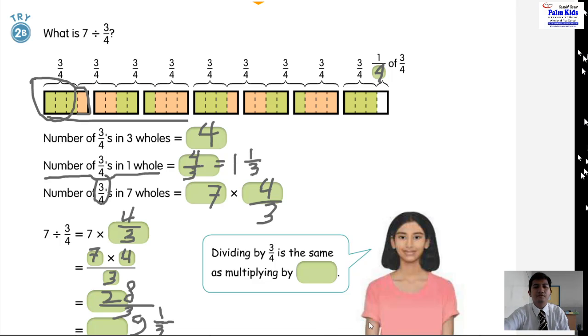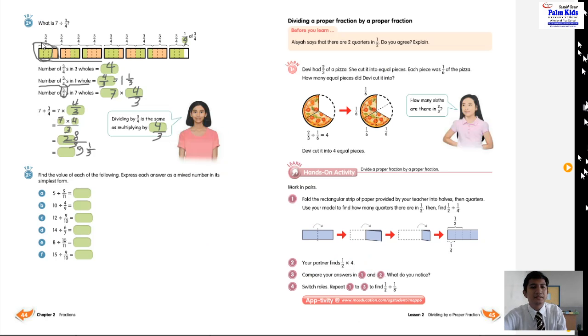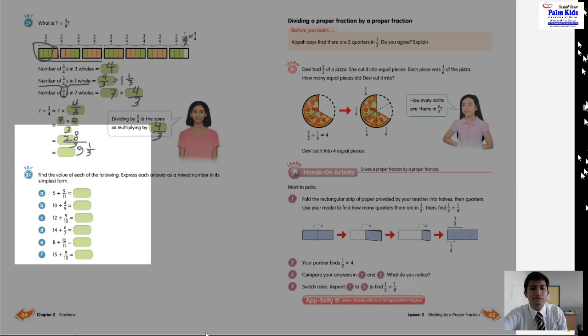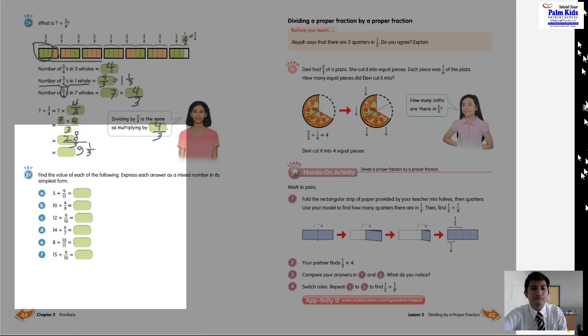So dividing by 3/4 is the same as multiplying by 4/3. Okay, if there are no questions, this is what we've learned so far about division of a whole number. Just remember the steps, because for any question it will be quite the same. I'll give you 2 more examples before you do the last four numbers.